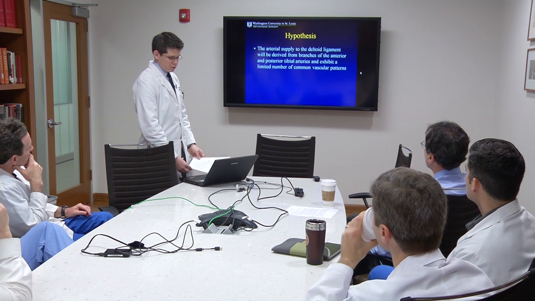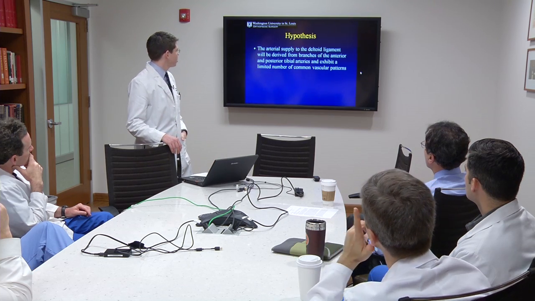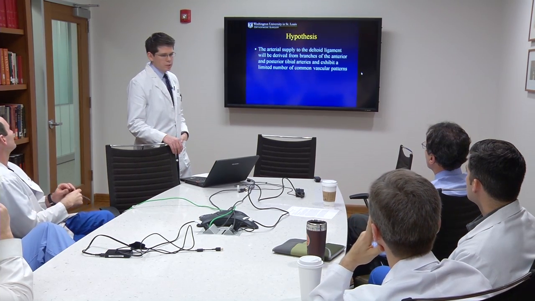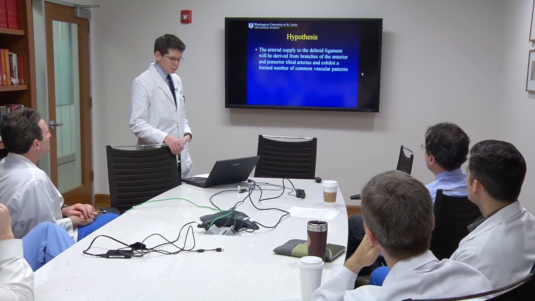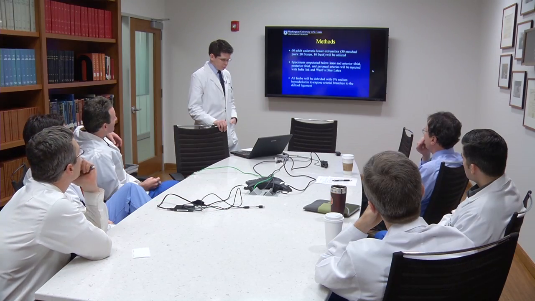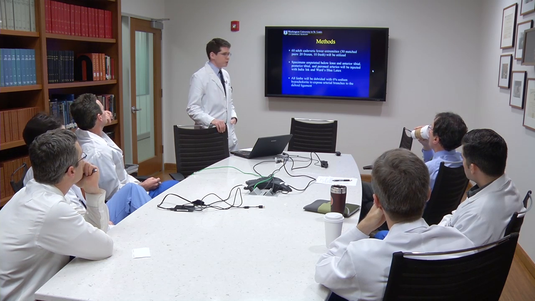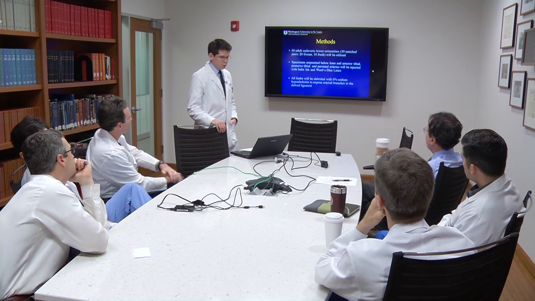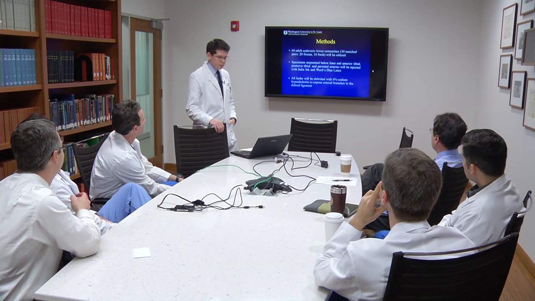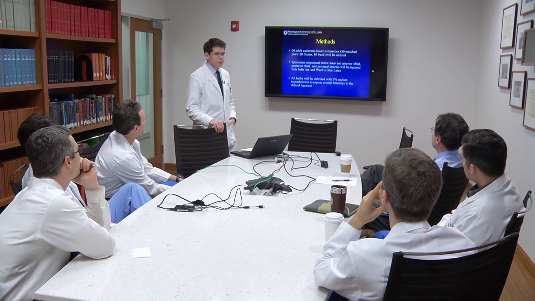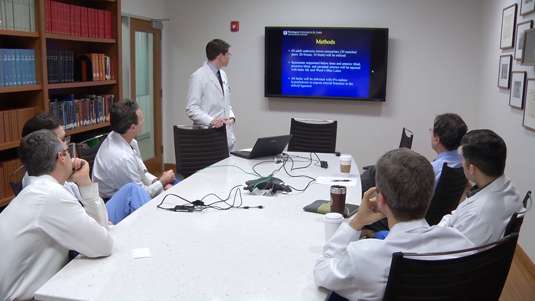My hypothesis is that the arterial supply of the deltoid ligament will be derived from branches of both the anterior and posterior tibial arteries and will exhibit a limited number of common vascular patterns that will be able to be identified. So for my methods, we'll be obtaining 60 cadaveric lower extremities. This will be 30 matched pairs. 20 of these will be frozen specimens, 10 will be unfrozen or fresh specimens. Specimens will be excluded for any evidence of lower extremity surgery or trauma.